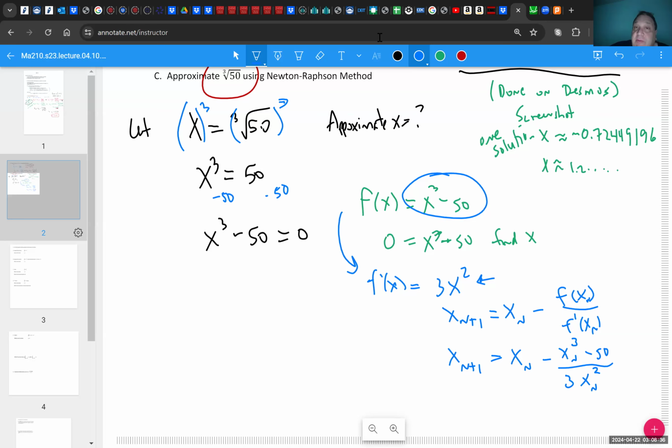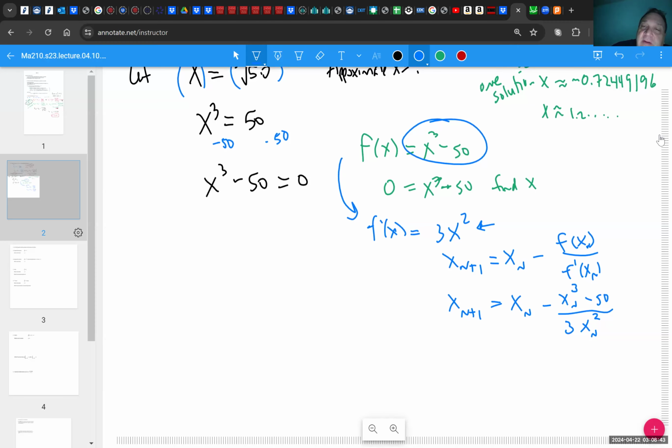And then what I would do on Desmos, just because all the x_n's and n plus 1s are just difficult to deal with using most technology, is I would say let's let this thing be called y, and it'll be x minus x cubed minus 50 over 3x squared. That would be the formula that I would plug into Desmos, and then I would find a solution, and I would iterate the process over and over and over again.